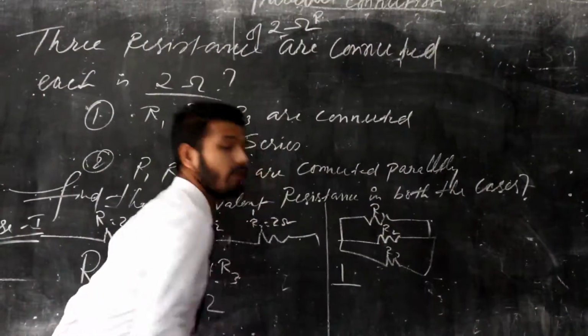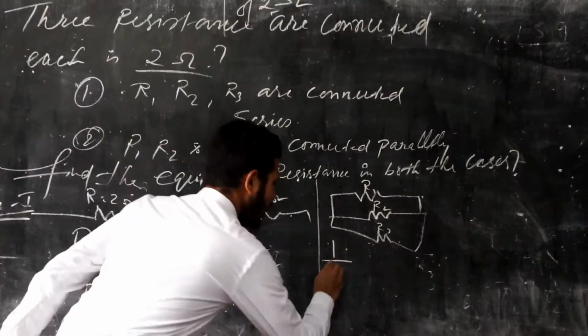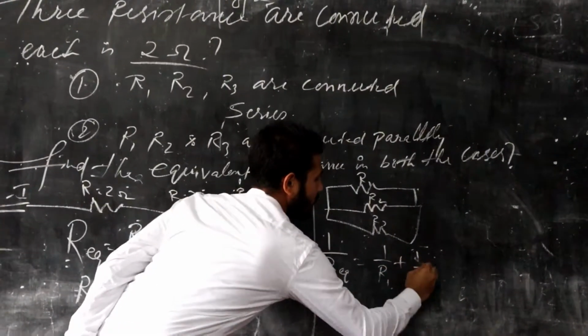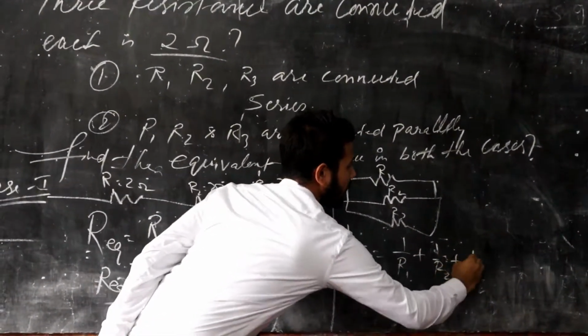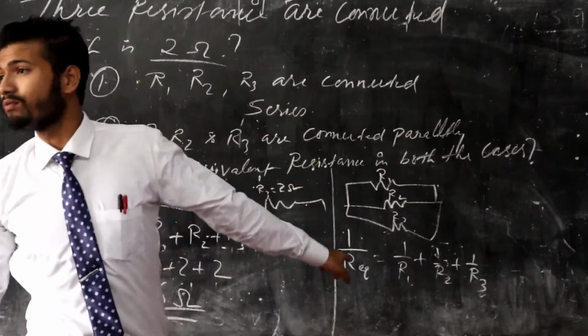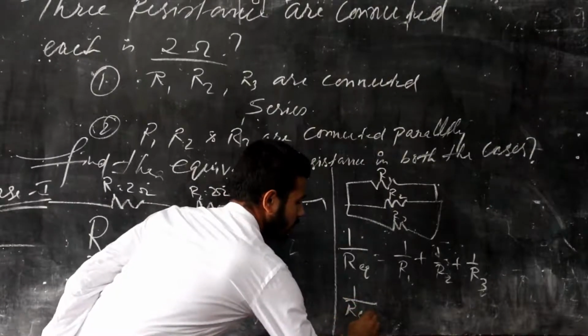Now, the formula for the parallel connection is what? 1 by R equivalent is equal to 1 by R1 plus 1 by R2 plus 1 by R3. So let us go putting the individual values here. 1 by R equivalent, we don't know, we are going to find it here only.